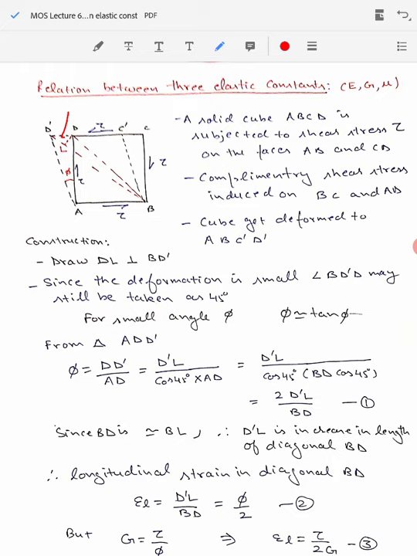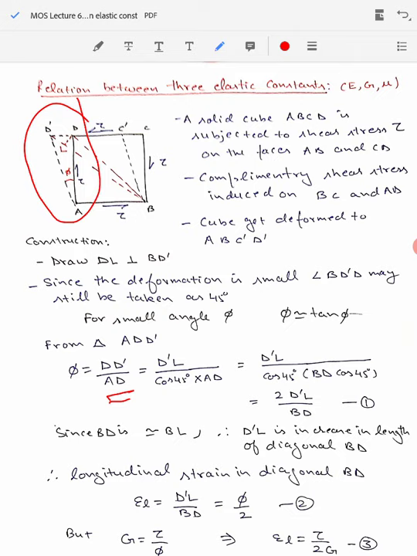Originally the angle BDC was 45 degrees. So we assume that this is a very small deformation, so we can assume that still the angle BD'D is 45 degrees. And for the small angle phi, we already have defined that phi will be approximately equal to tan phi. So from triangle AD'D, we can find the value of phi, which is approximately equal to tangent of phi, as D'D divided by AD.